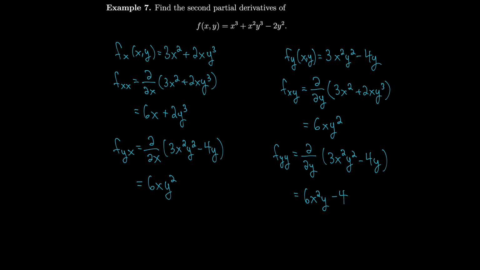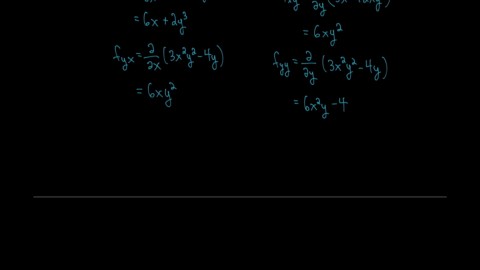Notice something kind of cool here. The partial with respect to x and then x was totally different than partial with respect to y and then y, which is what we would have expected. But the partial with respect to x then y was the same as the partial with respect to y and then x. They're both 6xy squared. So this leads us to our next theorem.